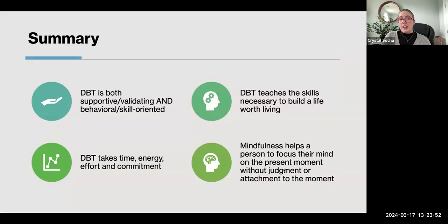DBT does take a lot of time, energy, effort, and commitment. Mindfulness is hard, and it does help a person to ultimately focus their mind on this present moment without attachment. I see another example in the chat: sitting in the pain and feelings and really feeling where that is coming from, and then looking at solutions. So simply noticing, I'm noticing this feeling in my body. I'm wondering where it might be coming from.